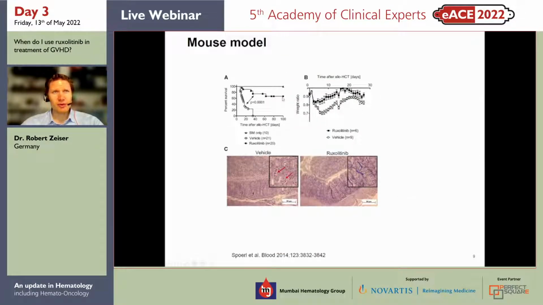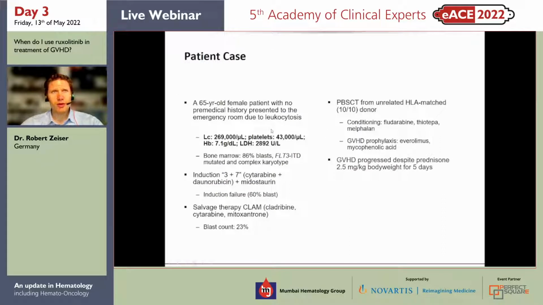Here we had shown in the mouse model that mice that receive ruxolitinib, here in the black bars, have an improved survival as compared to the control group that receives vehicle only, and the weight loss is less prominent in the ruxolitinib group as compared to the vehicle group. Also, the histopathological signs in the vehicle group were more prominent as compared to the ruxo group, which prompted us to then treat patients. And we treated several patients, and one of those I would like to present to you.